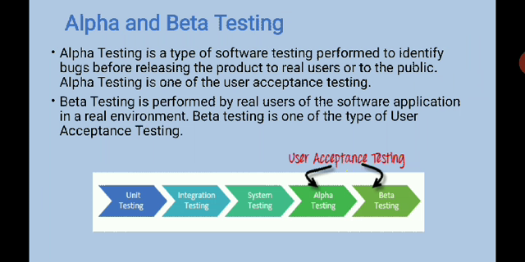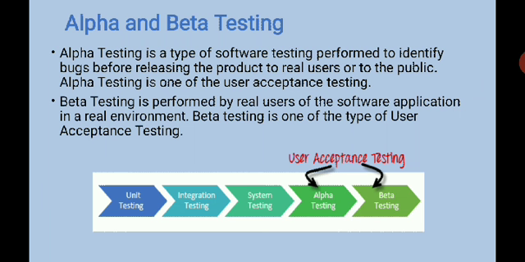Okay, next we come to alpha and beta testing. See, alpha testing is a type of software testing performed to identify bugs before releasing the product to real users or to the public. So before releasing it to the public, you do it, and this is a user acceptance testing. Similarly, beta testing is also a type of user acceptance testing, but here this is performed by the real users of the software application in a real environment, real user in real environment.